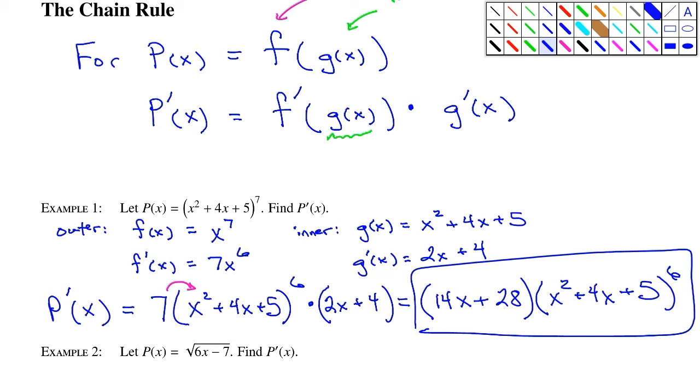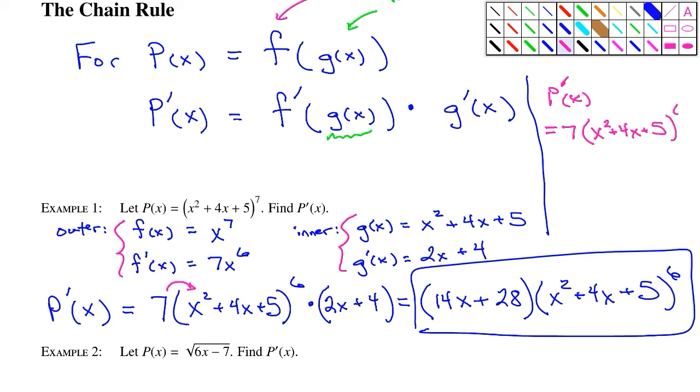Now, I told you I would show you how we think about it when we do it without writing all of these steps out. We don't really do that. We just think about it in our heads. Let me show you how to do that. So in this case, it's a power rule. And the power rule says, bring the 7 down. The inside stays the same. Lower the power by 1, and then multiply by the derivative of the inside, which is 2x plus 4.